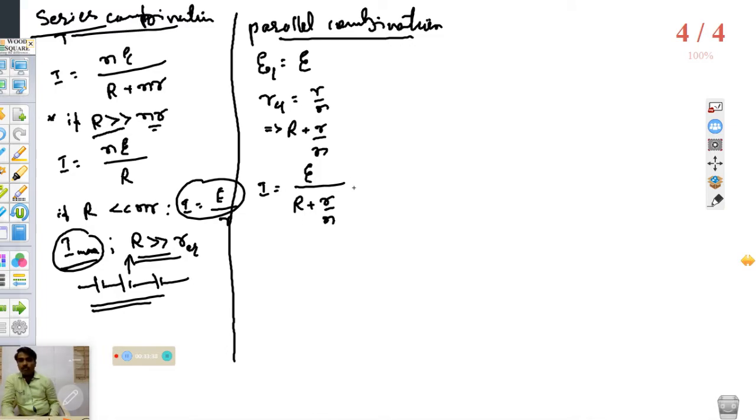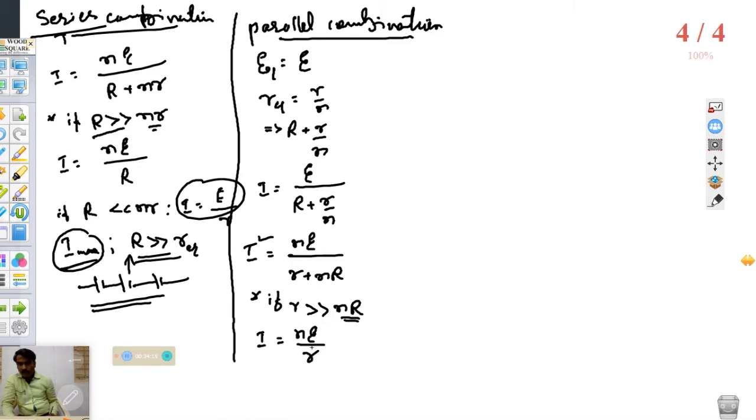So this we can rewrite again as n times E divided by nR plus r also. It is another form of calculating the current if the cells are in parallel combination. Now certain conditions. Again, if small r, that is the internal resistance, is very much greater than n times R, then we can write I as n times E divided by r.